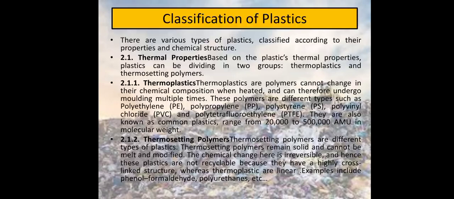These are also known as the common plastics, ranging from 20,000 to 500,000 AMU in molecular weight. Then the second type of polymers includes the thermosetting polymers.